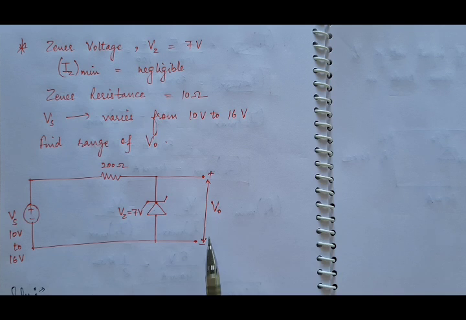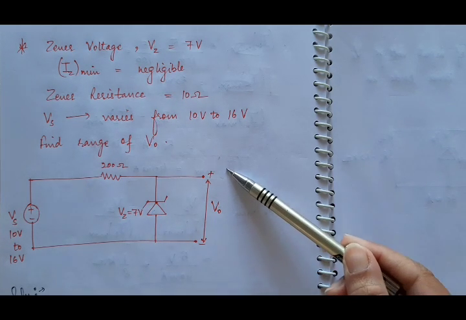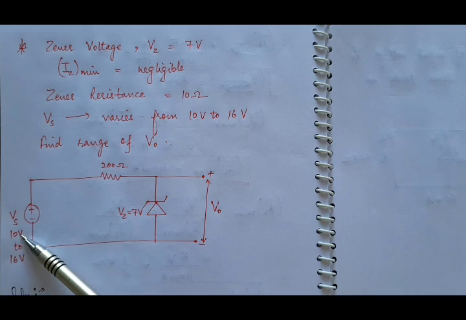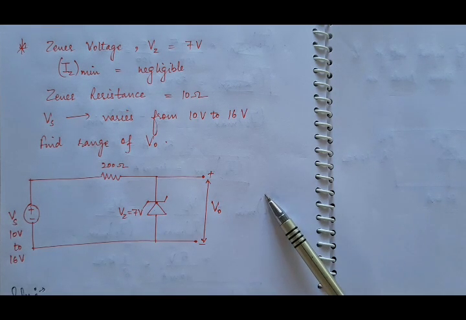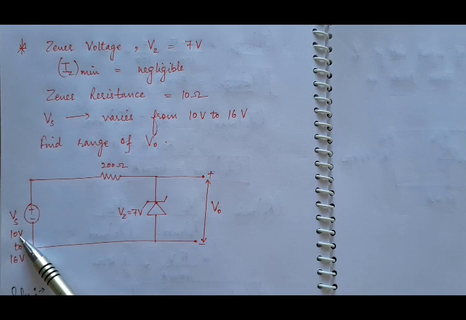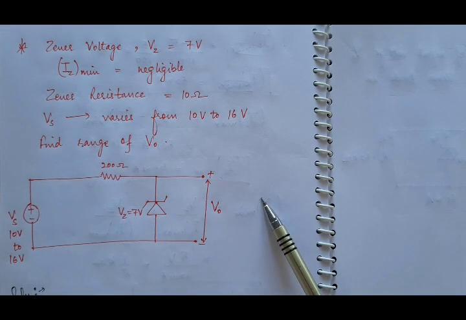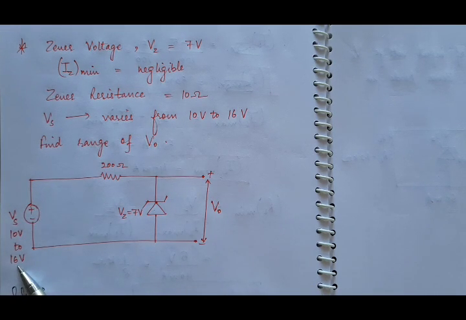So this is the no load condition. And we have to find the range of the output voltage corresponding to this 10 volt to 16 volt. It means we have to find what will be the output voltage when source voltage is 10 volts and what will be the output voltage when this source voltage is 16 volts. So we have to find the range when input varies from 10 volt to 16 volt. So what will be the range of output voltage?